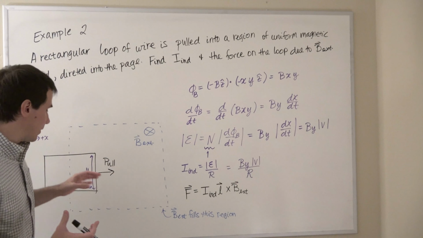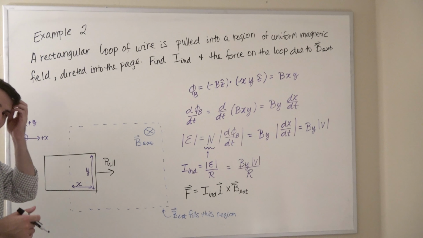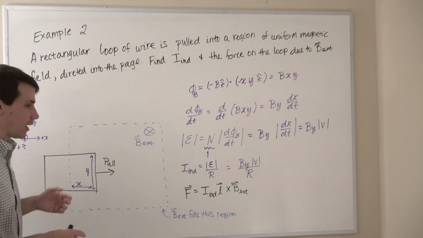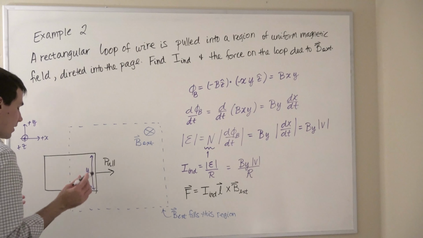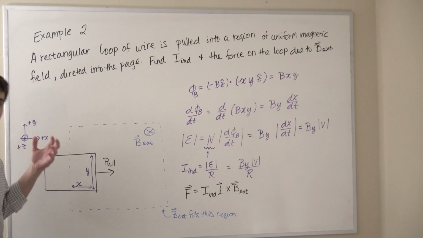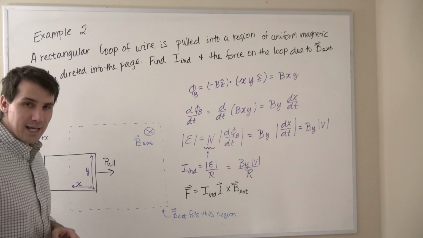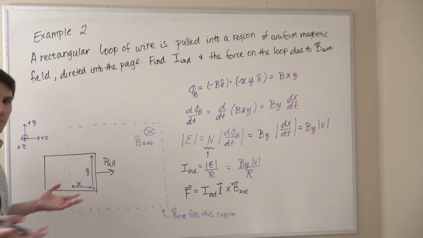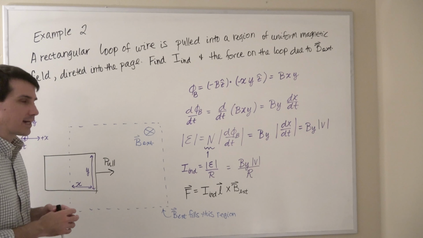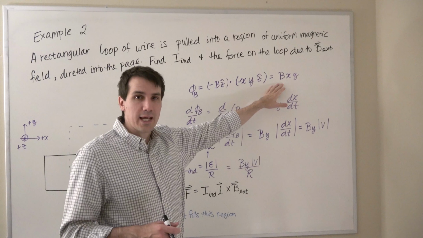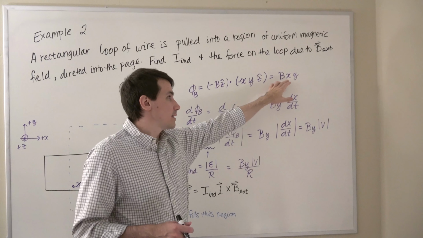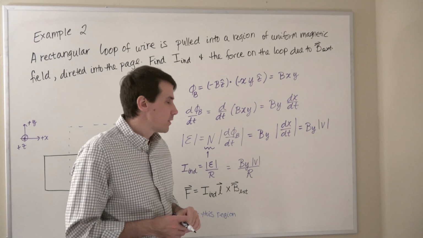And again, because our loop is in the plane of the board, we have two options for our area vector direction, either out of the board or into the board. And again, we choose into the board in the negative z hat direction, simply because the magnetic field also points in that direction. Multiplying these two things together, we get our magnetic flux, B times X times Y.